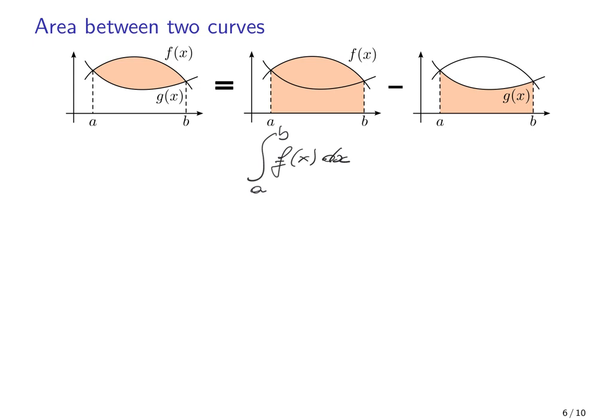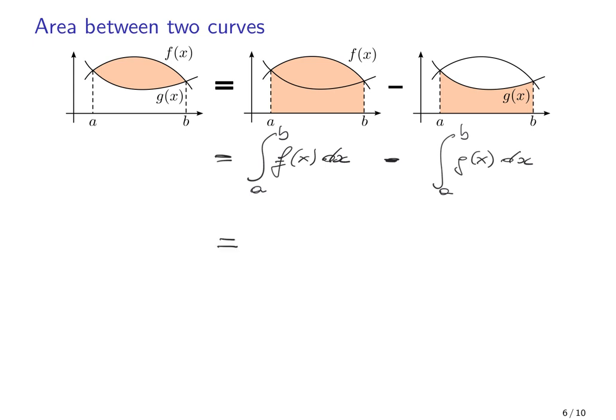And then we're going to subtract from that the area underneath the graph of g. So that's the integral from a to b of g. And we're going to take the difference of these two. And if we compute these two integrals and we subtract them from each other, we get the total area between f and g.